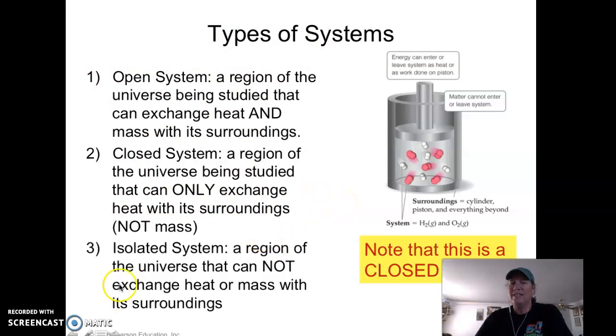Okay, there's also isolated systems, and it's a region of the universe that cannot exchange heat or mass with its surroundings. Okay, an isolated system would be an area where there is no heat exchange. There's nothing going on there.